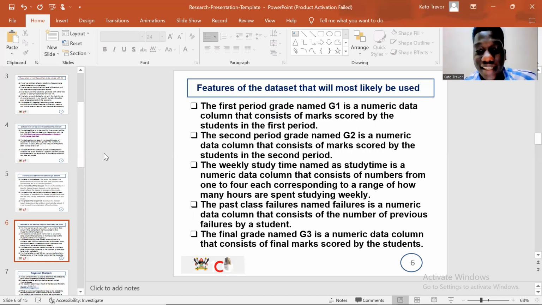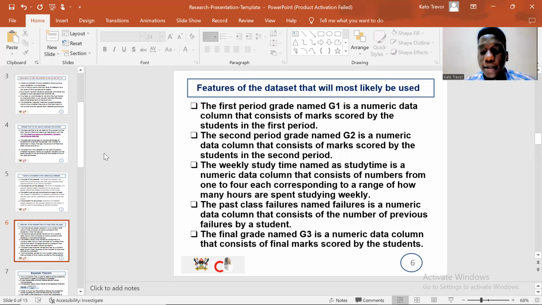The features of the data set that I will be using are, first, the first period grade, named G1. It's a numeric data column that consists of marks scored by students in the first period. The second period grade, named G2, is a numeric data column that consists of marks scored by students in the second period. The weekly study time, named studytime, is numeric data that consists of numbers from 1 to 4, corresponding to a range of how many hours are spent studying weekly.